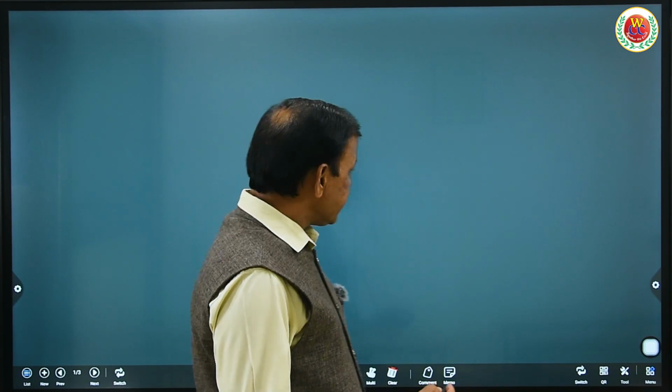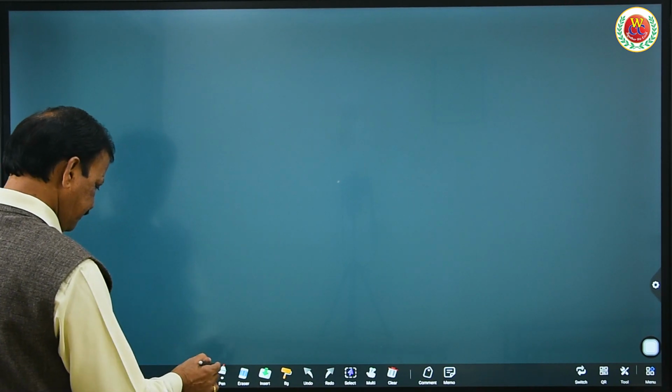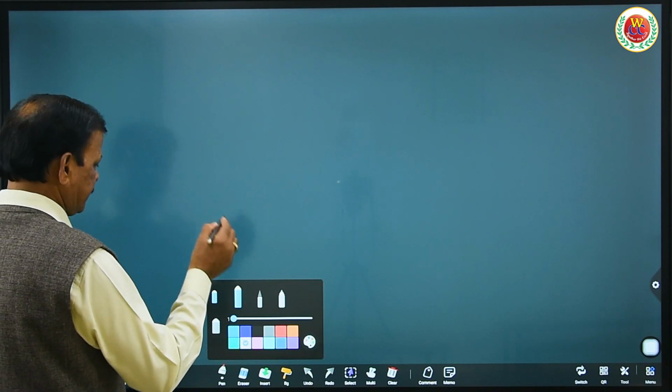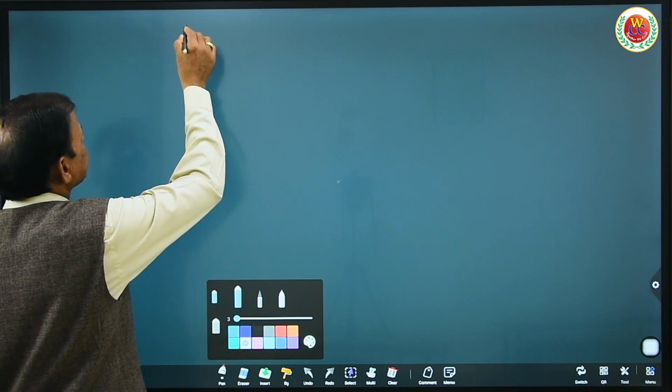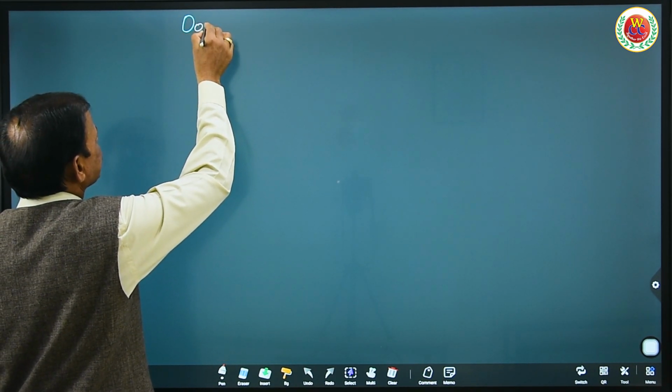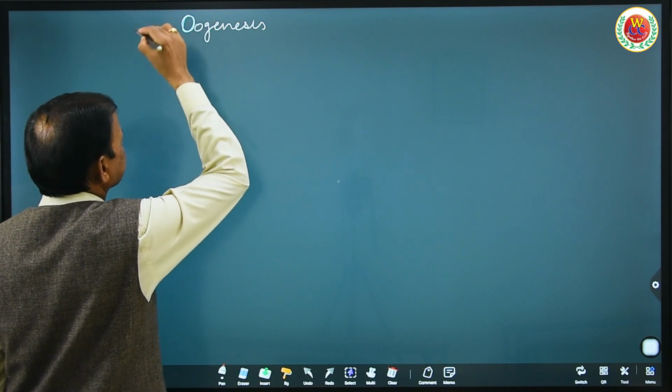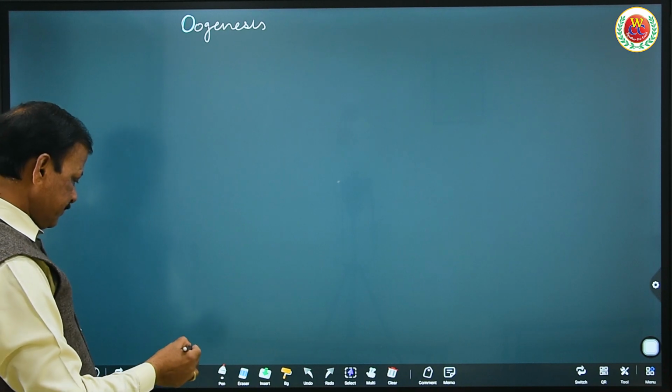As a part of the series of topics, today's topic is Oogenesis. This entire process of Oogenesis occurs in the following steps. So here is the process of Oogenesis. It is the process of formation of ovum.